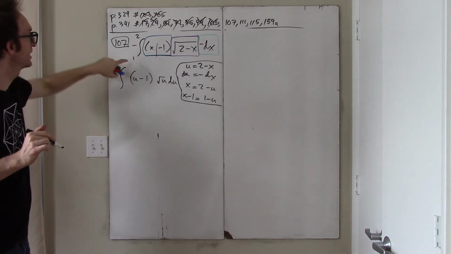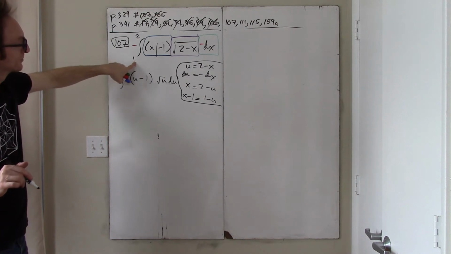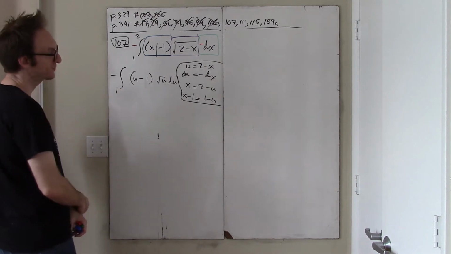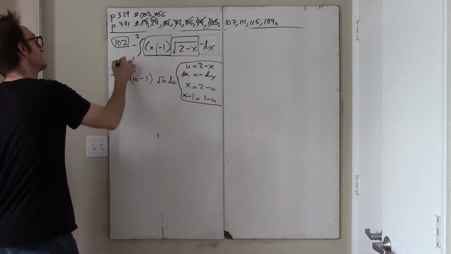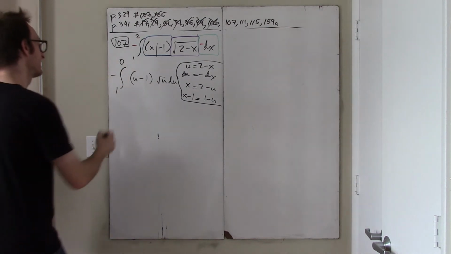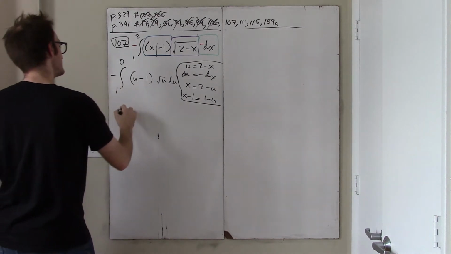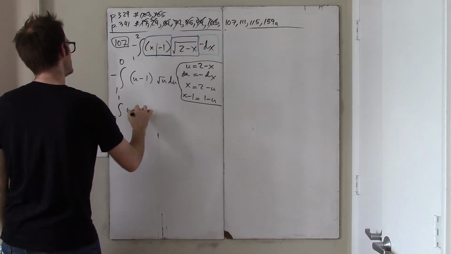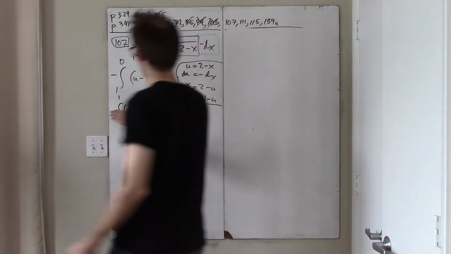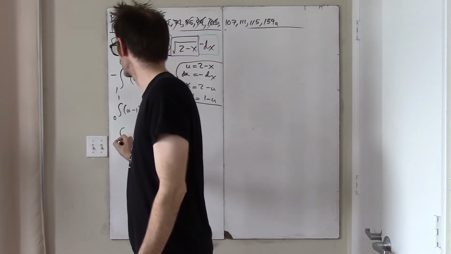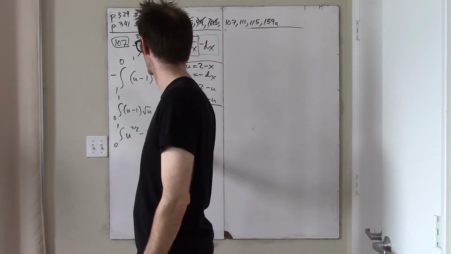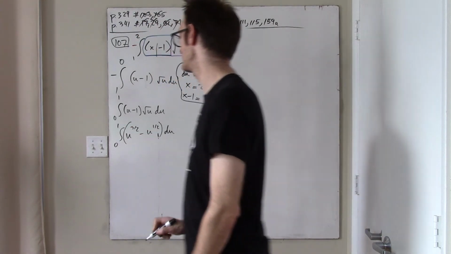Okay, before we go any further, what are the bounds? When x is 1, u is 1, and when x is 2, u is 0. So this is the integral from 1 to 0, and most people will then just flip it back. The negative goes away, and this becomes the integral from 0 to 1 of u minus 1 root u du. I hope you see that that is way easier to deal with, because now this is the integral from 0 to 1 of u to the 3/2 minus u to the 1/2, and we can just anti-differentiate this as is.